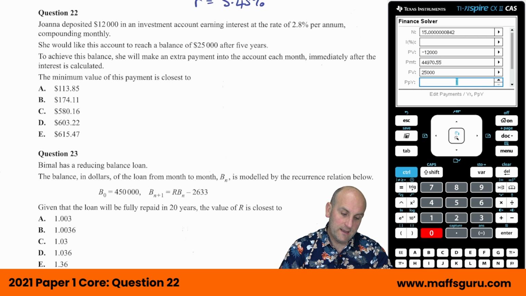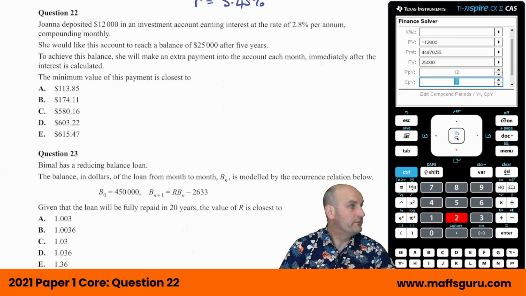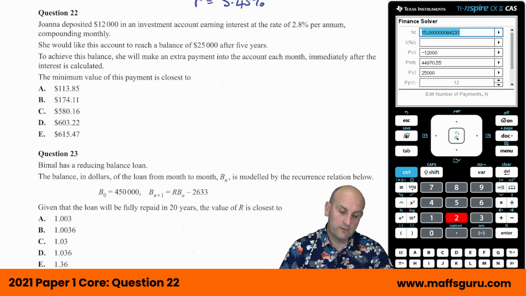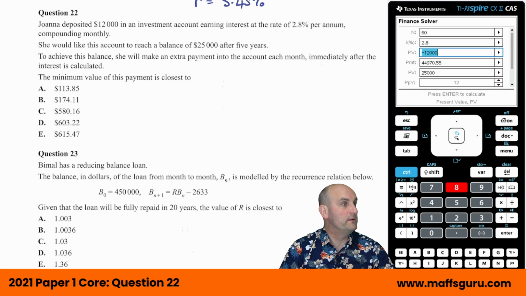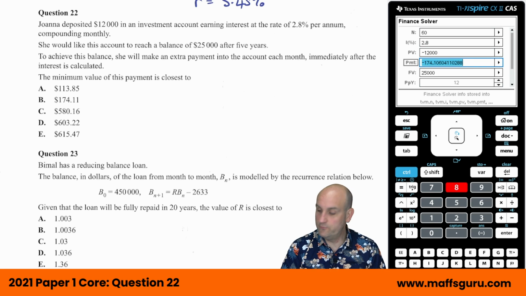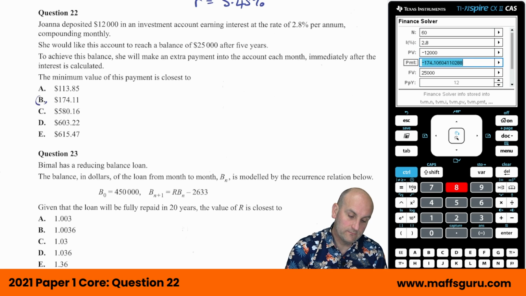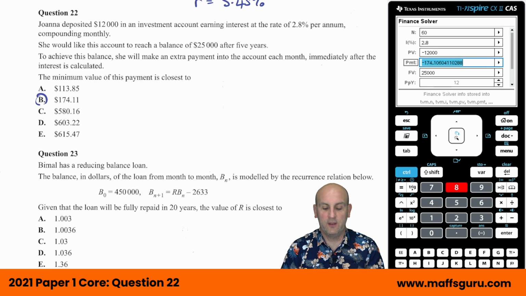Payments per year, she's compounding monthly. So that should have automatically worked. The number of payments, well, 5 years, so 5 times 12 gives me, and the interest rate was 2.8%. So fingers crossed now, if I go to my payment, he says, and hit enter, $174.11. Ka-ching. And again, with this one, it's always about those minus signs.